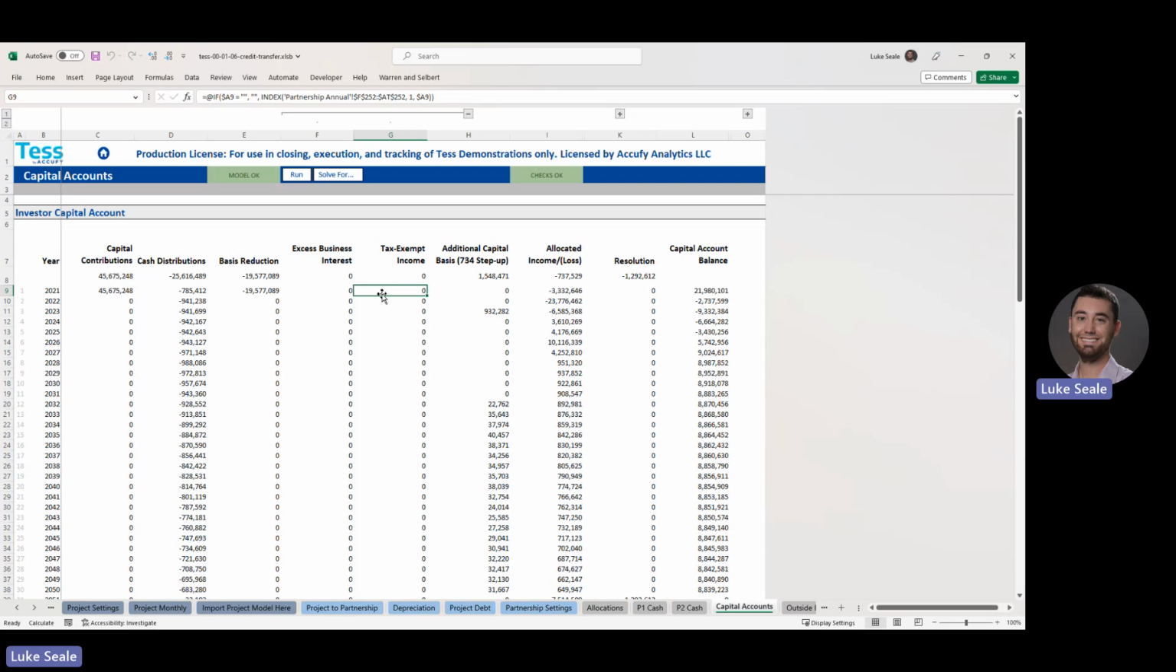Okay, so now you know how to set up a credit transfer in Tess and also to set up a flag to make it easy to switch between transferring the credit and recognizing it directly in the partnership.